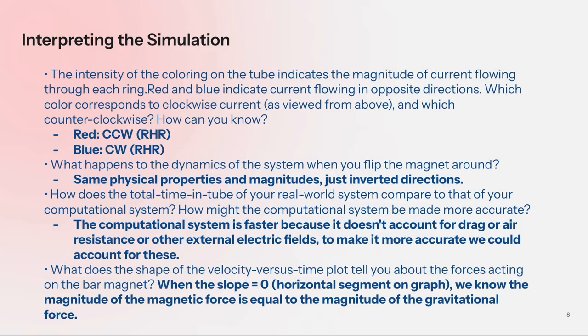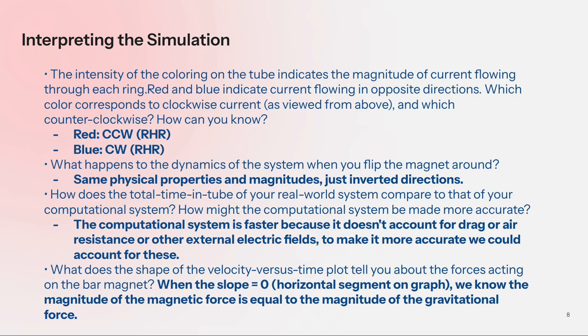And then for interpreting the simulation, we first had to look at what the direction of the currents would be. So for the red, I got counterclockwise using the right-hand rule, and then for the blue, I got clockwise also using the right-hand rule. And then what happens to the dynamics of the system when you flip the magnet around? It would be the exact same. It just would have different inverted properties. The physical properties would be the exact same as far as speed and magnitude.